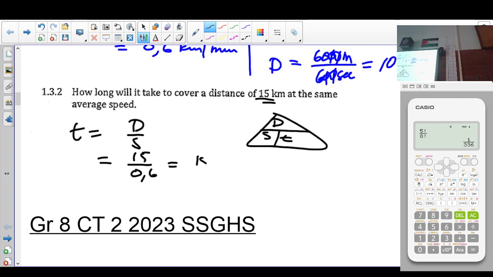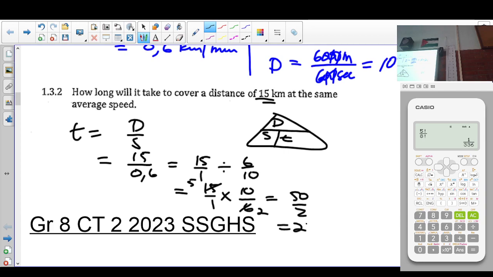That's the same as saying 15 over 1 must be divided by 6 over 10, which is 15 over 1 multiplied by 10 over 6. So 3 goes into 6 twice, 3 goes into 15, 5 times. 10 times 5 is 50, and 50 divided by 2 is 25. So it will take you 25 minutes. Okay? You will agree with that?